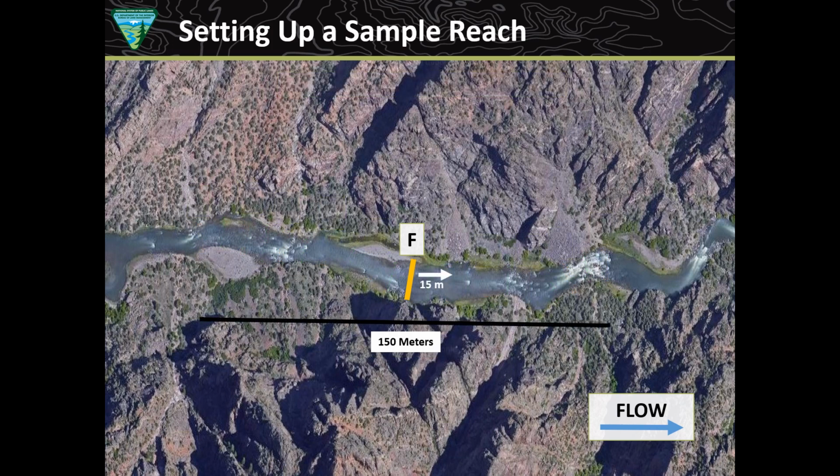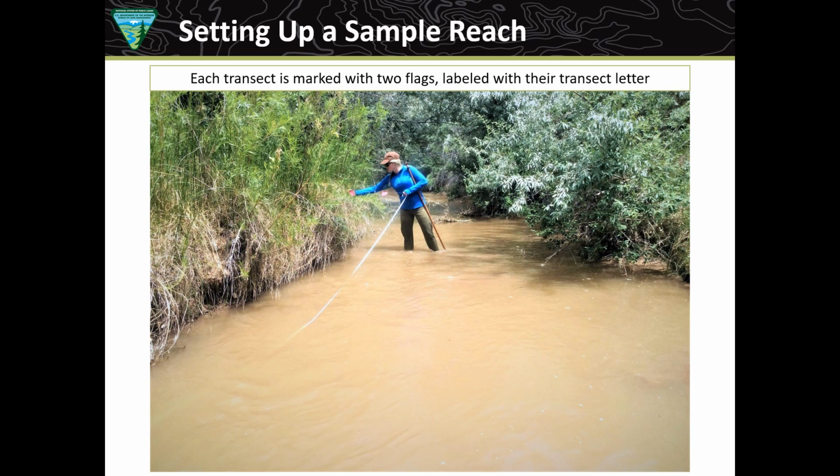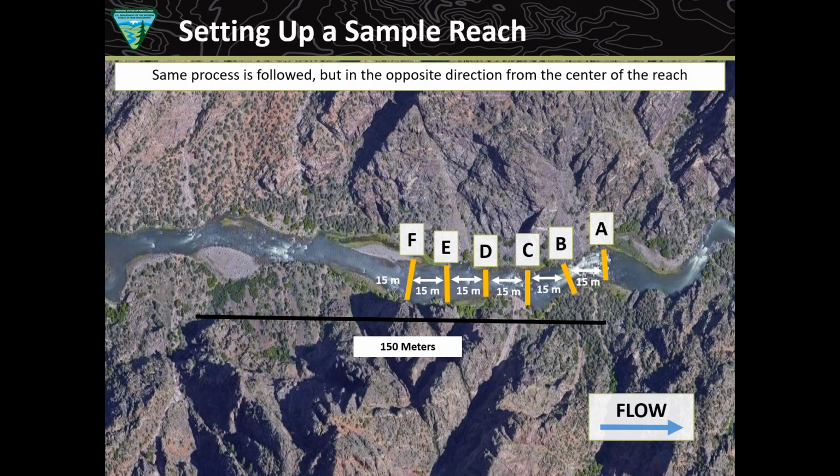Starting from F and moving up or downstream, transects are measured along the thalweg using a measuring tape. The tape is allowed to follow the thalweg and is not held taut. This may require allowing the tape to rest in the stream flow or woven through vegetation. Each transect is then marked with 2 flags, labeled with their corresponding transect letter, one on each bank. This process is continued up or down the reach until the top or bottom half of the reach is completely set up. After returning to the F transect, the same process is followed, but this time in the opposite direction from the center of the reach.